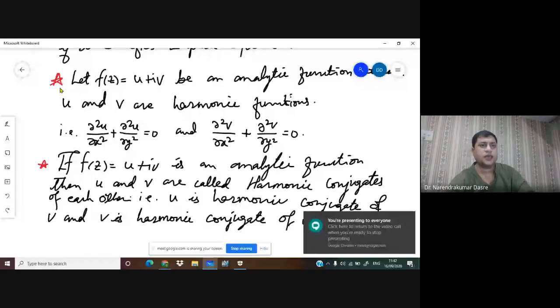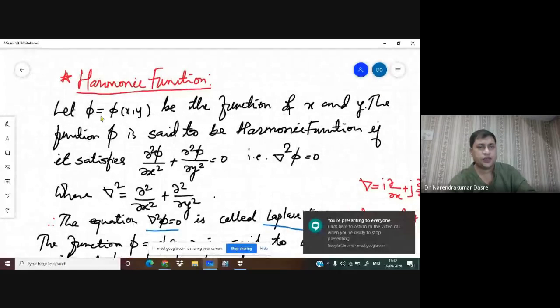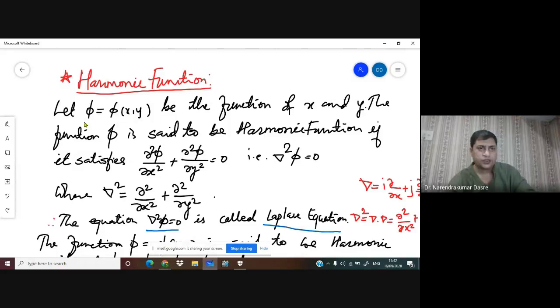Okay, no problem. Yes. So when we say a function is a harmonic function, suppose we have a function phi of x and y. This function of two variables x and y is said to be harmonic if we have the second partial derivative of phi with respect to x plus the second partial derivative of phi with respect to y is equal to 0. What this means is that we have to find the second order derivatives of this phi, and if we get their sum to be 0, then we say this function phi is a harmonic function. This equation is called the Laplace equation.